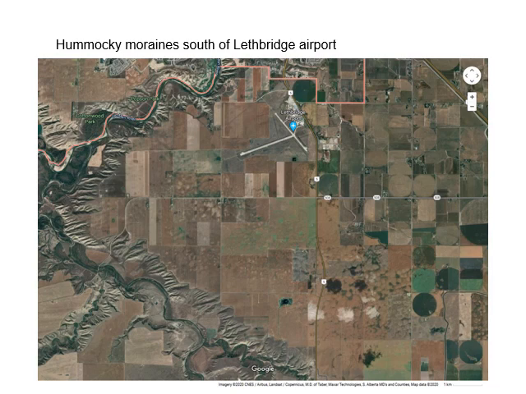This is a Landsat image of some of the hummocky moraine zone around Lethbridge, just south of the airport. We can actually see this pitted landscape. They're almost like donuts, so there are little hills with dimples on the inside of each of the hills, and they're quite subdued in the landscape.